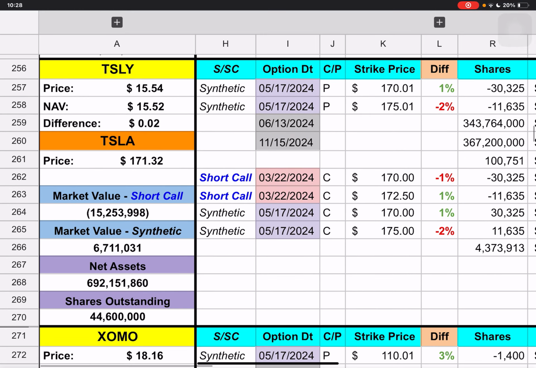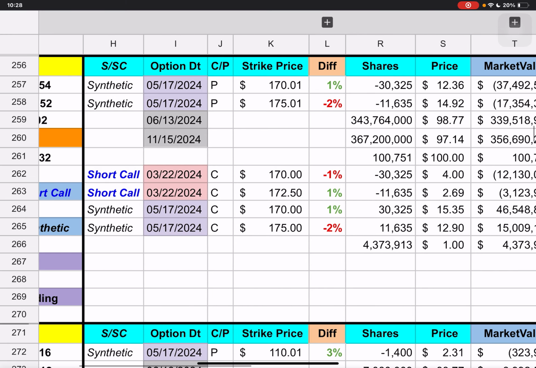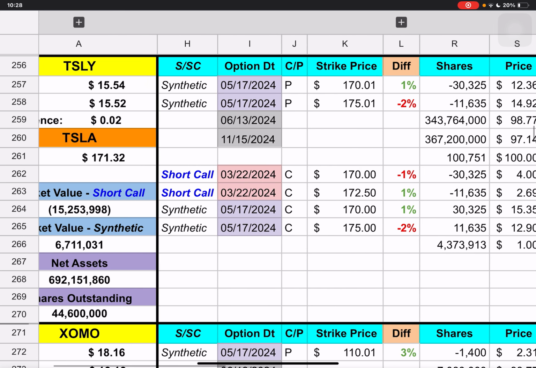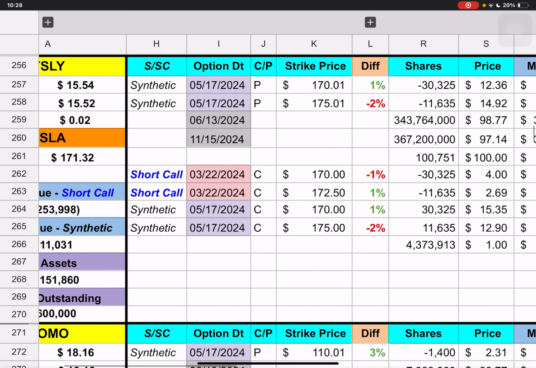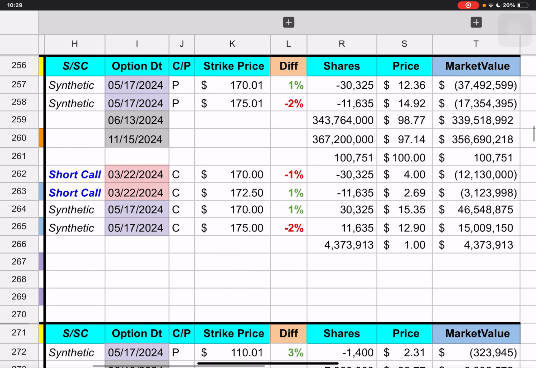If we go on to Tesla, Tesla closed at $15.54. Tesla closed at $171.32. If we look at, we have two short calls expiring Friday with strike prices of $170 and $172.50. We are currently between those two with that $171.32. So we see one's below 1%, one's above 1%. If we look at the synthetic positions, similar situation there, except we've got $170 and $175 strike prices, so we're in between those two. Give you a chance if you want to look at those market values individually.